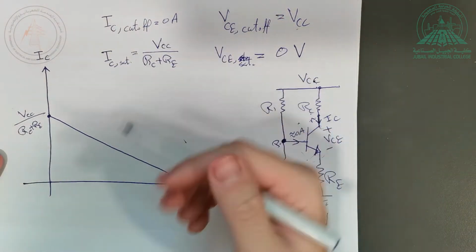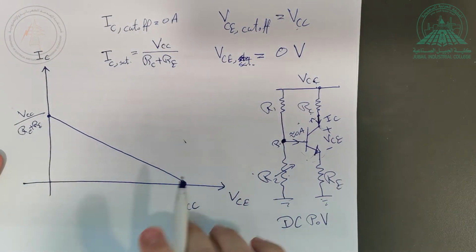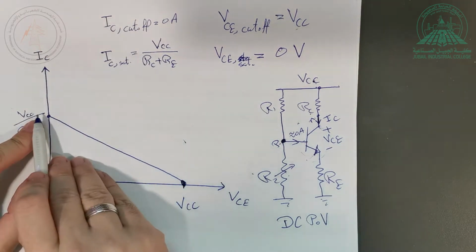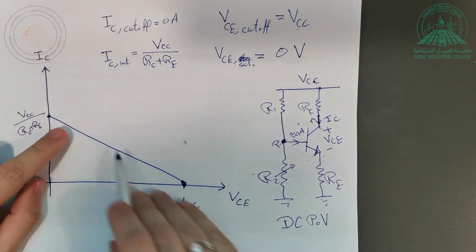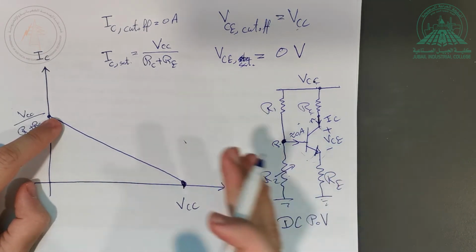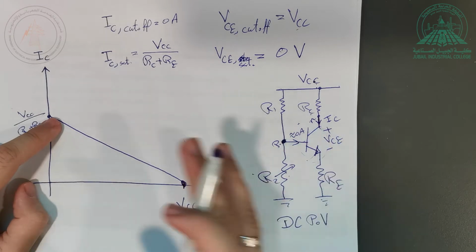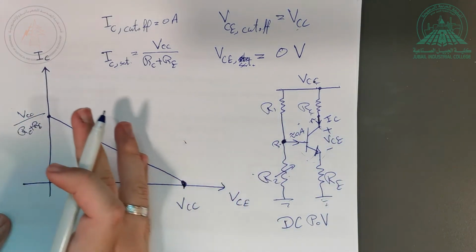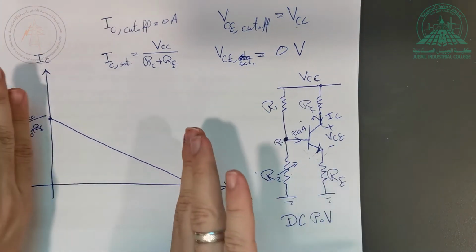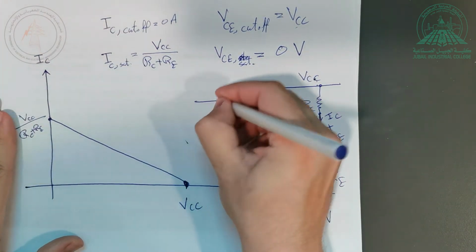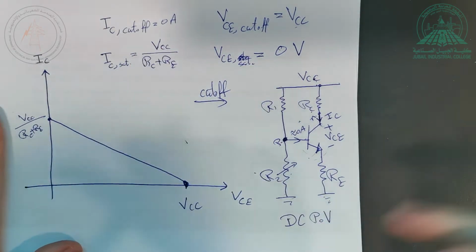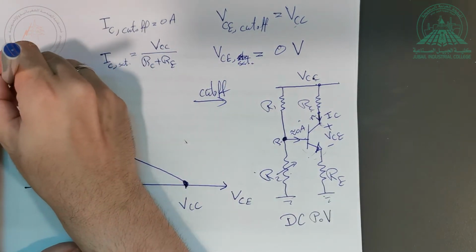Now what does that mean? It means as long as you are moving along this line, you are in the active mode. This is the active mode. If you reach this point and you move like that, you are in the cutoff. If you go to the left, you are in saturation. Here you have saturation. Here you have cutoff. If you go like that, you go to cutoff. If you go to the left, you go to saturation.